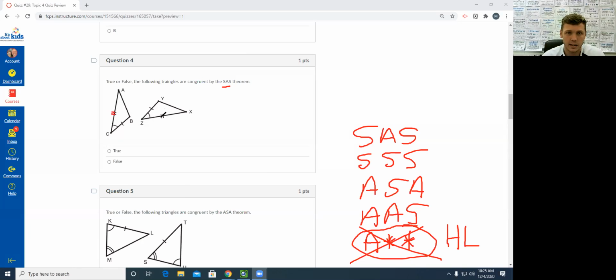So here I have this side congruent to this side. We have the angle congruent, and then we have the side.